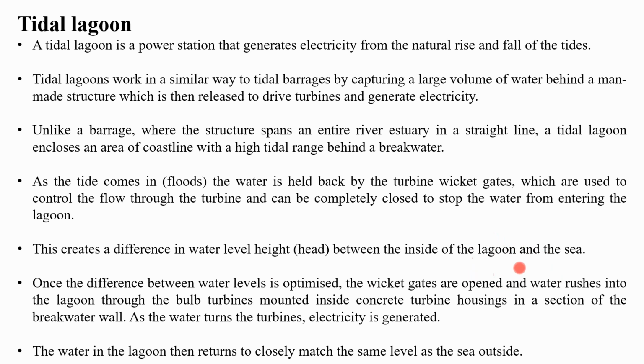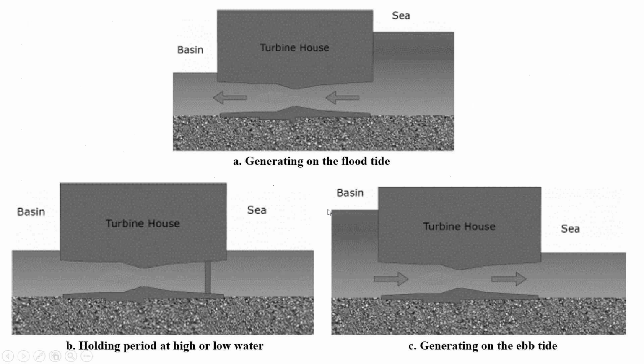Now, what is the basic definition of a lagoon? A lagoon is a very small structure inside the sea, that we are calling a lagoon. Usually very huge floods are called lagoons. If the flood level or the tidal level is very high, that we call a lagoon. So once the difference between water levels is optimized, the wicket gates are opened and the water rushes into the lagoon. Now from there we are directing the water to the turbines.